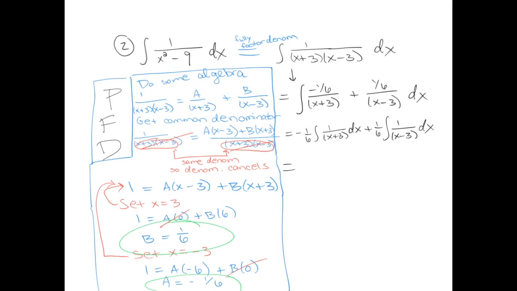Feel free here to do out the substitution with u equals x plus 3. And for this one, a separate substitution with u equals x minus 3. What you get after you do that work is the ln of x plus 3 and the ln of x minus 3. There we go. That's our problem. Don't forget plus C.